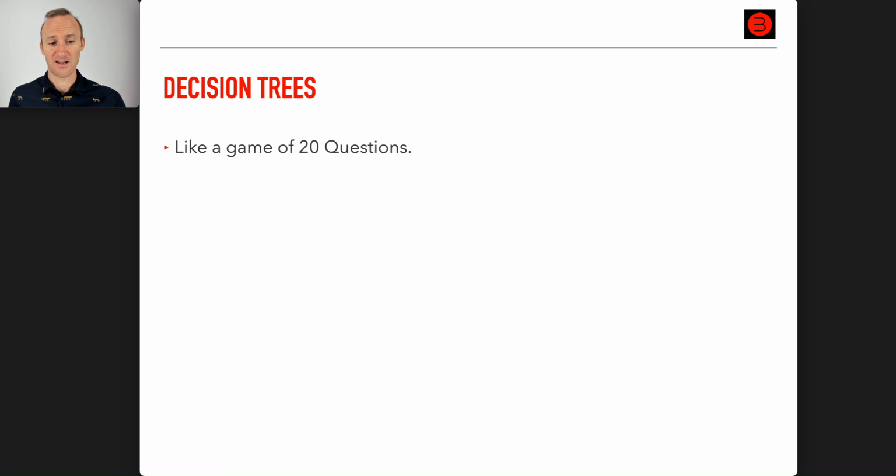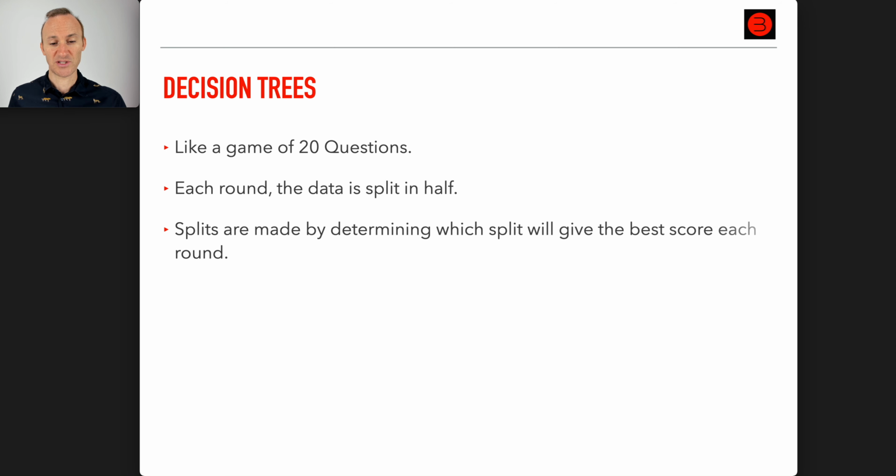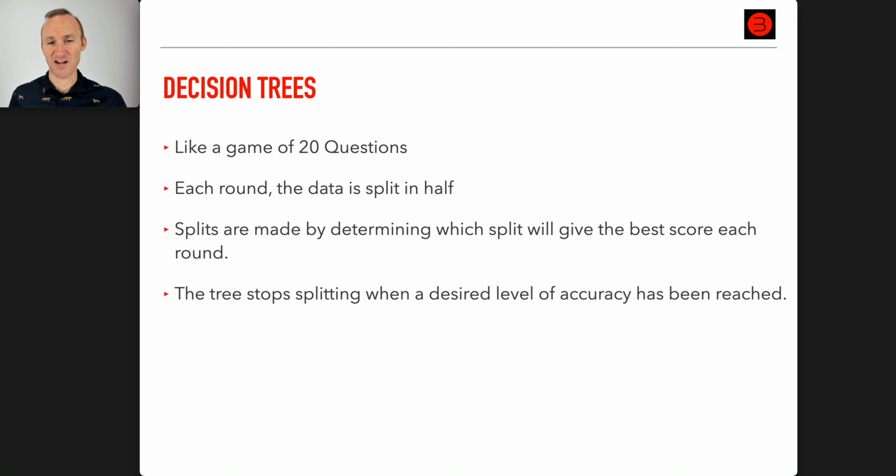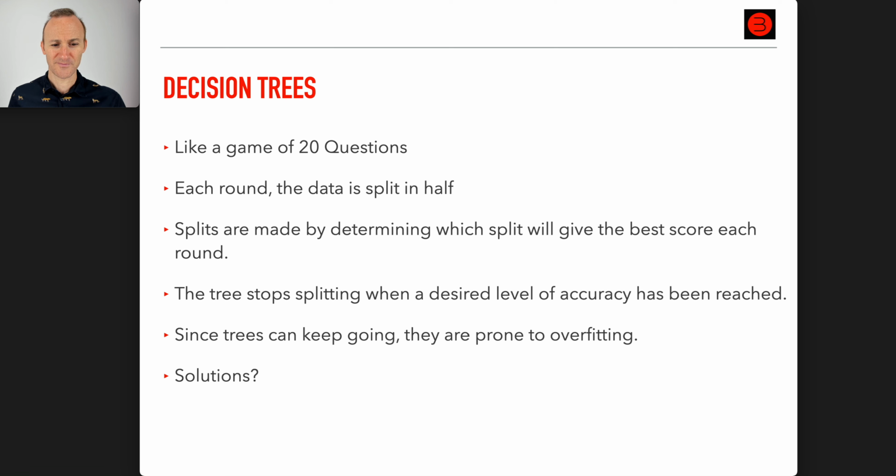So, as mentioned, decision trees is like a game of 20 questions. Each round, the data is split in half. Splits are made by determining which split will give the best score each round. The trees stop splitting when a desired level of accuracy has been reached. Since trees can keep going, they are prone to overfitting. Solutions to the overfitting, that is, can fine-tune the trees, something we'll look at, or combine them into ensembles.